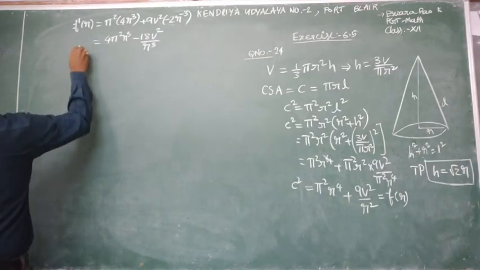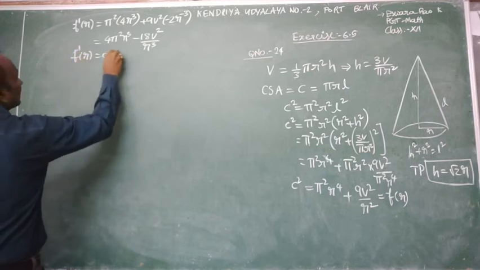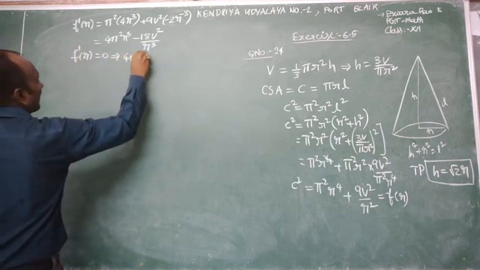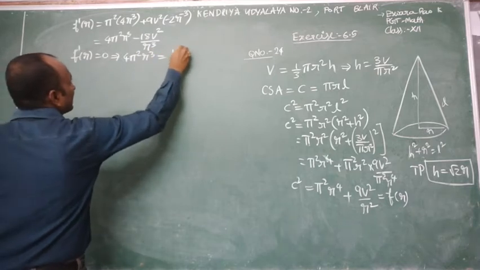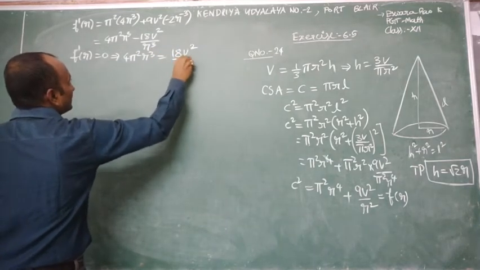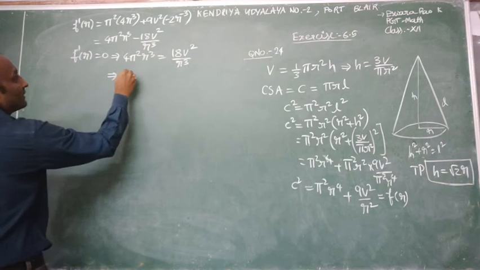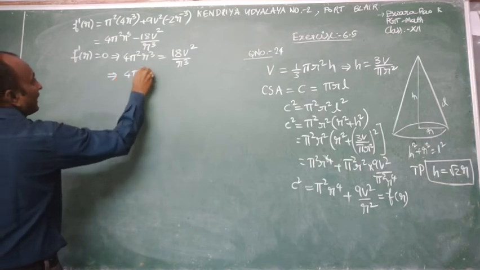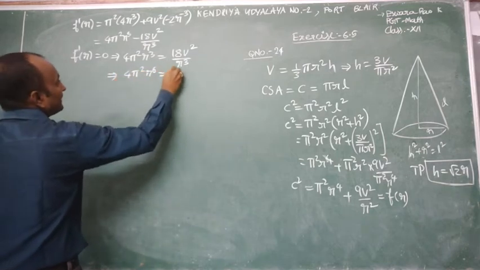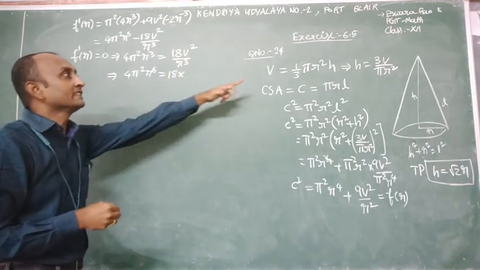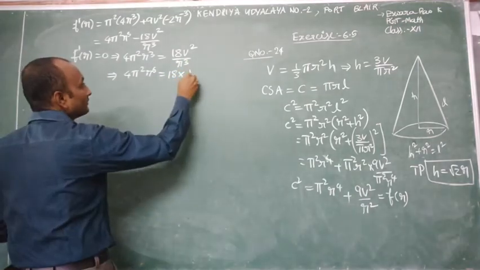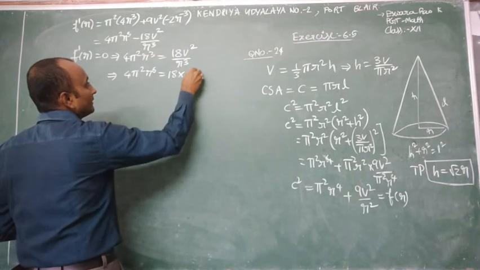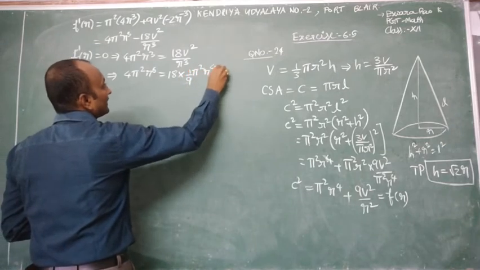F dash of r is equal to 0. You get 4 pi square r cube is equal to 18v square by r cube. Now simplify. So it is 4 pi square r power 6 is equal to 18 into what is the volume? 1 by 3 pi r square. They substitute for 1 by 3, it becomes 1 by 9 pi square r power 4 h square.